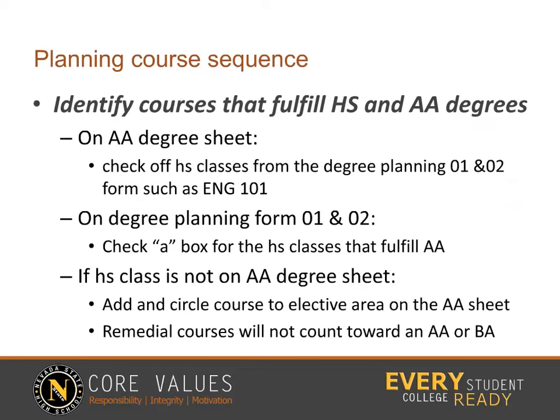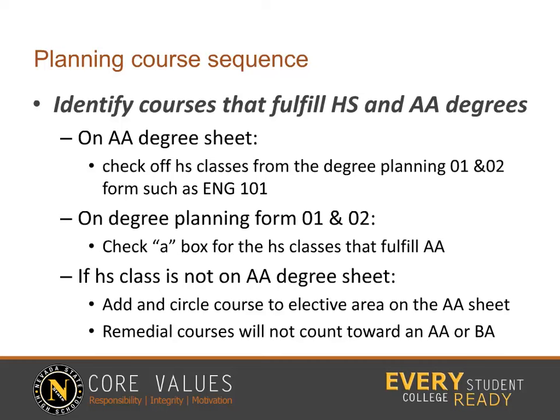So, let's continue planning. The first step is to take your associate's degree sheet and the Degree Academic Planning Form from Lesson 1 and place them side by side in front of you. You're going to need to identify classes that are required for the associate's degree that you already have scheduled on your academic planning form. When you see a class that you have planned to take for high school and that it can be taken to meet requirements for the associate's degree, check it off your associate's degree sheet, and then on your planning form, check the A box as well. This indicates that that class is working for your high school requirements as well as your associate's degree.